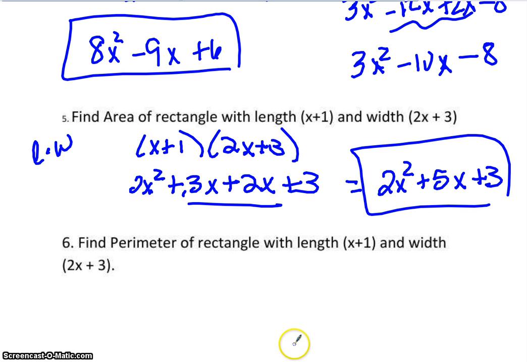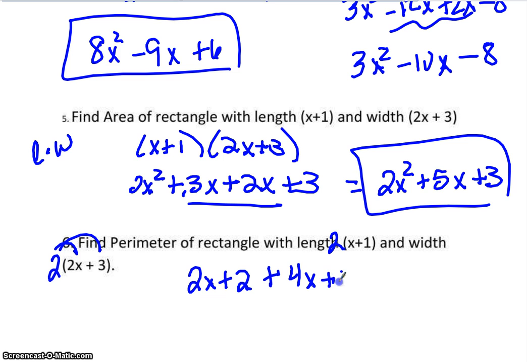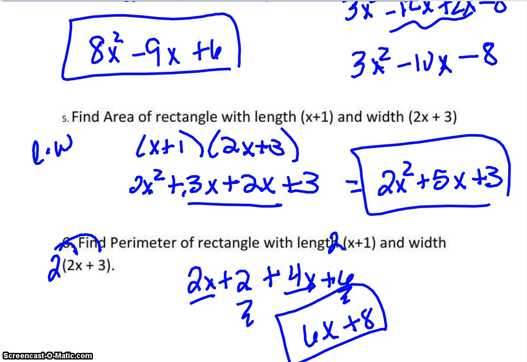Number 6, find the perimeter of a rectangle with length of x plus 1 and width of 2x plus 3. Remember, you will have 2 of your lengths and you will have 2 of your widths. So I would start by distributing my 2, 2x plus 2, plus, and then I'm going to distribute this 2 and get 4x plus 6. Now what we're doing is we're finding the perimeter, which is where you add all the sides. There's 2 lengths and 2 widths, so we multiplied, and now we're going to combine like terms. 2x and 4x is 6x. 2 plus 6 is 8. Going to the next page.